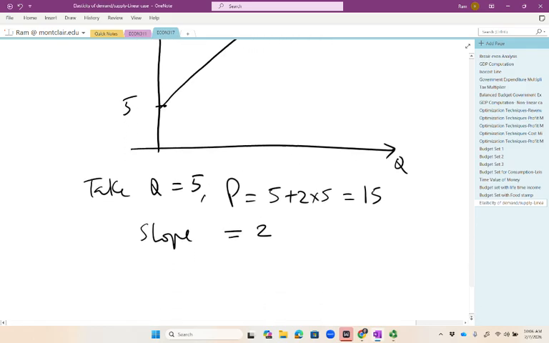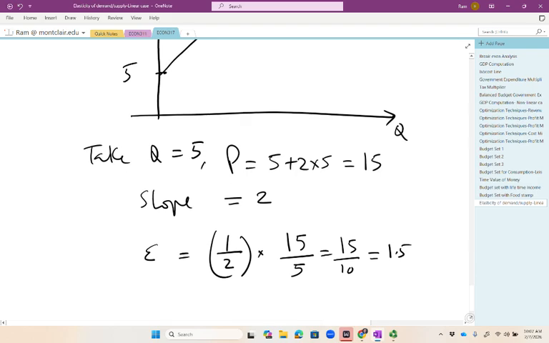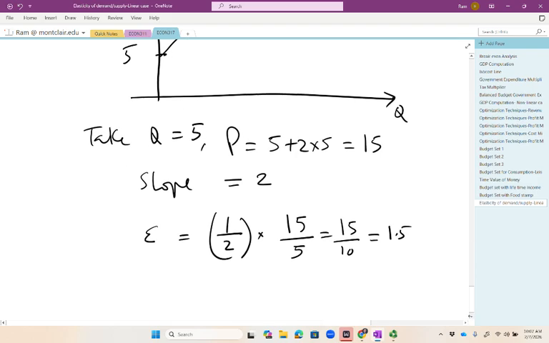So now I am ready to compute the elasticity. 1 over 2 times price 15, quantity 5. So 15 over 10, 2 times 5 is 10, 1.5. Remember, the own price elasticity of supply is always positive. As we had seen earlier, the own price elasticity of demand is always negative.